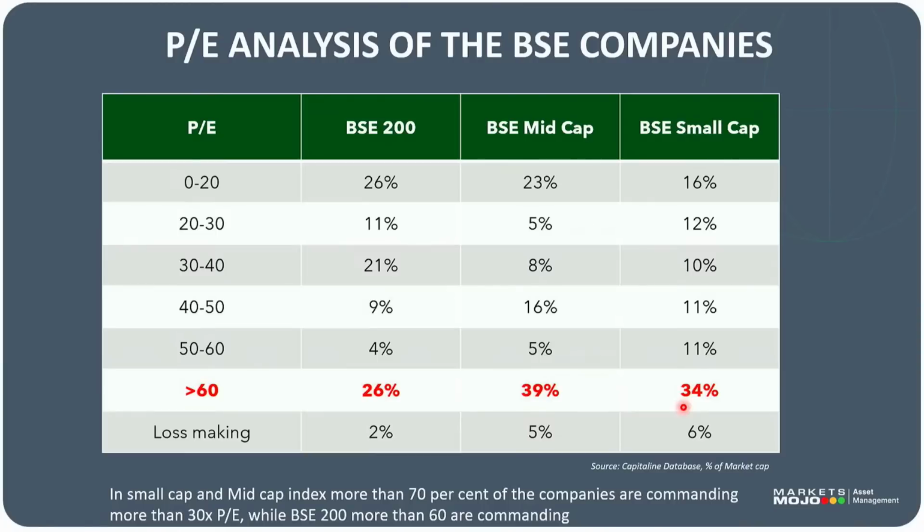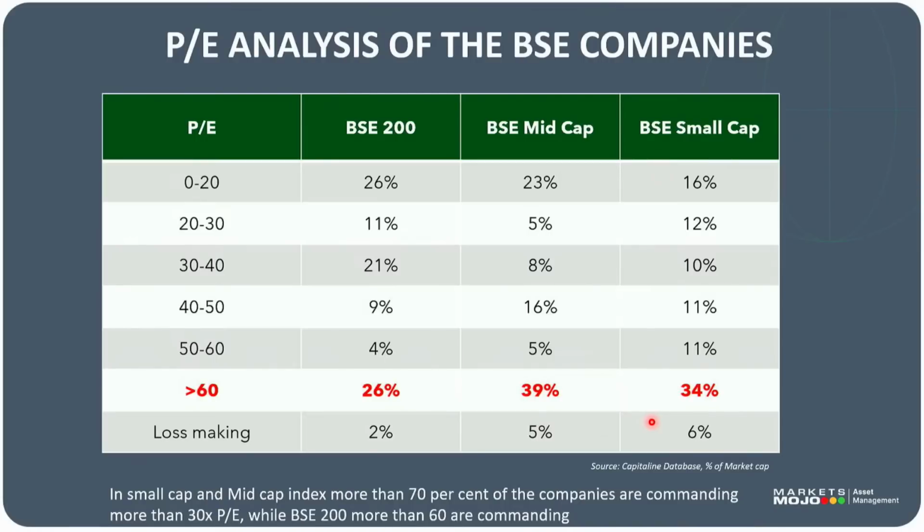And we try to see first, and this is in terms of market cap, what percentage sits where. If I look at the number of companies, it will not give you a better idea. But what percentage of the market in terms of market cap sits in which bucket? So when I look at it, the highest bucket in BSE 200 is more than 60, which is 26%. In BSE mid cap, it's 39%, and BSE small cap, 34%.